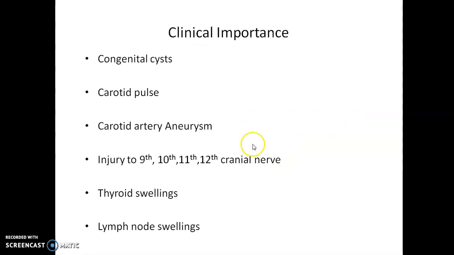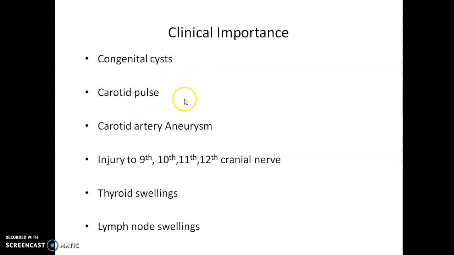Come to the clinical importance, last slide. Congenital cysts are more common in the head and neck, especially in the anterior triangle. If it is present in the midline, it is called a thyroglossal cyst. To confirm this thyroglossal cyst, if you protrude the tongue, the cyst moves upwards. That means it is derived from the thyroglossal duct. The other cysts are branchial cysts, which are present along the anterior border of the sternocleidomastoid. They are the remnant of the endodermal pouch or the pharyngeal pouch.